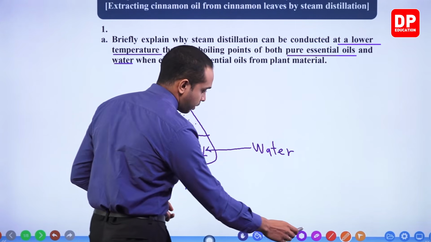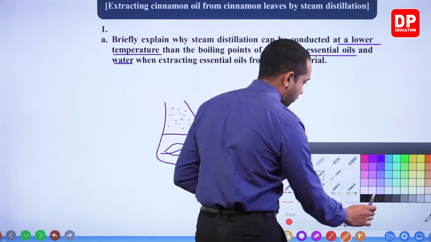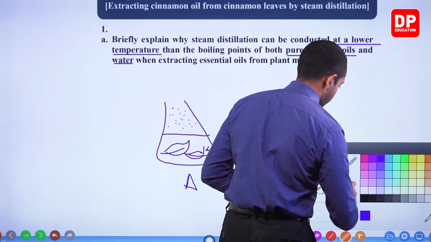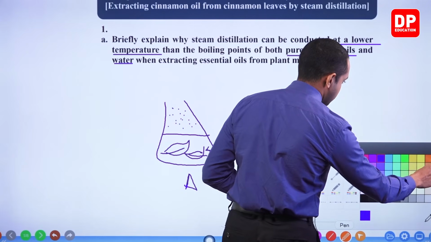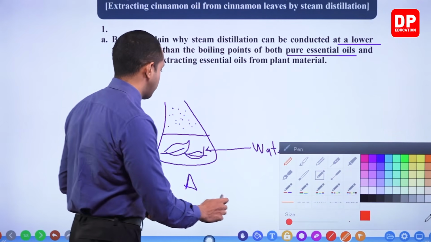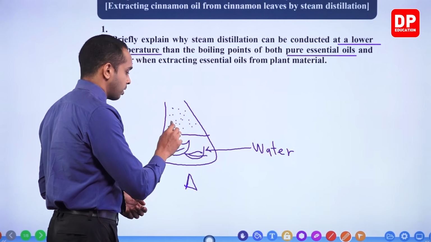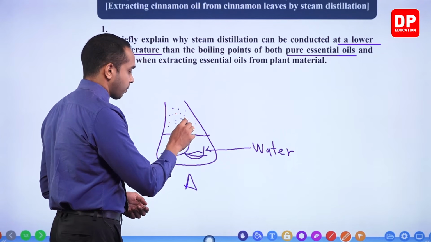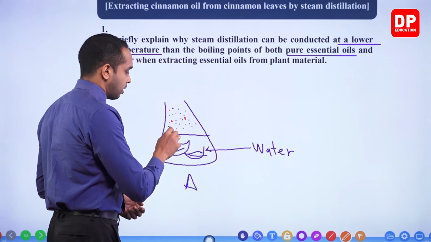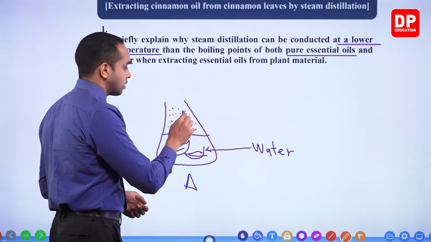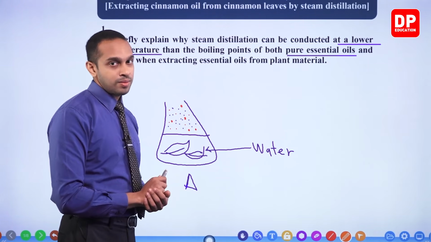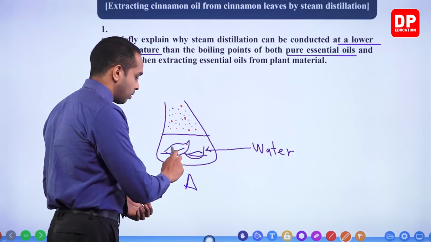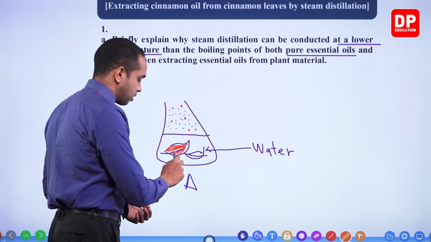And apart from that, if we use a different color for the vapor of the essential oil, because of the heat, the essential oil will also easily vaporize. So let's say we have the vapor of the essential oil also here. We will indicate it in red like this, right? So both of these vapors will be present here when we are heating the mixture. Essential oil vapor coming from these leaves, right?